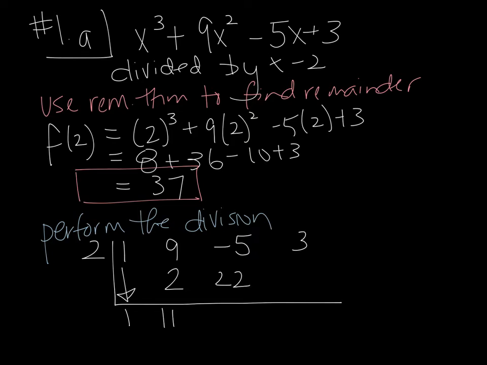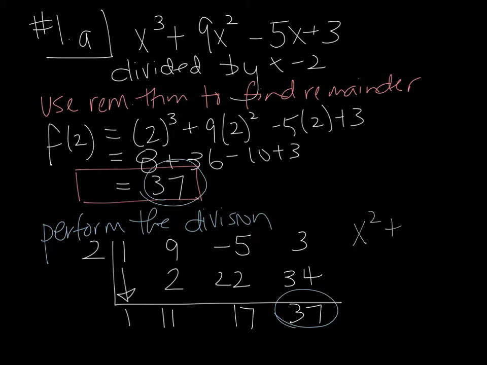We're adding the minus 5 with the 22 to get 17. 2 times 17 is 34. And when we add the 3 and the 34, we get 37. And that's where we find our remainder, just like we did up here. And then the rest of it will be our other factor. So when we divided x cubed plus 9x squared minus 5x plus 3, we end up with x squared plus 11x plus 17 as the other factor. And then the remainder would be 37 over x minus 2.